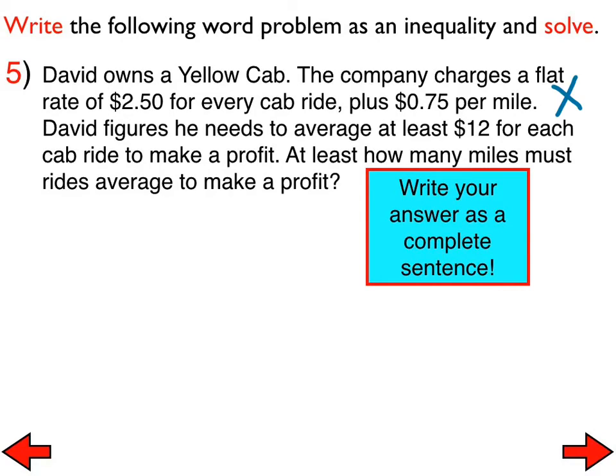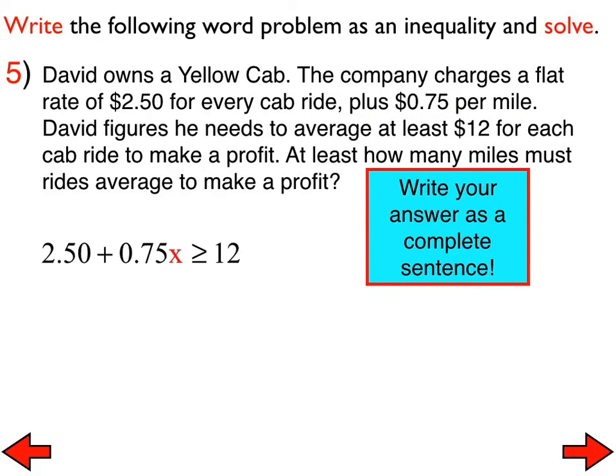And then the flat rate, if you don't know what flat rate means, that means that you pay that amount and it doesn't change, no matter what. So this would be your constant, 2.50, and then at least 12. How do you write at least as an inequality symbol? Greater than or equal to.